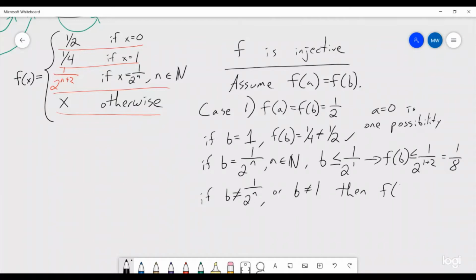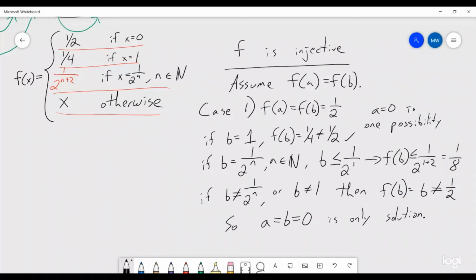then f of b is equal to b, but since b can't be written as 1 over 2 to the n, this guarantees it's not equal to 1/2. So a equals b equals 0 is the only solution. And so that's what we would have to do for each of these different cases. So case 1, a equals 0 is the only solution.